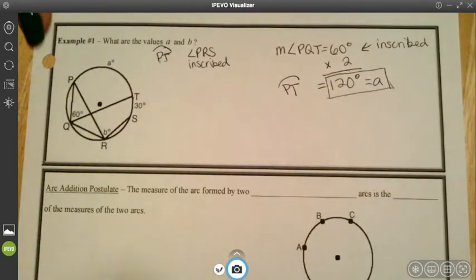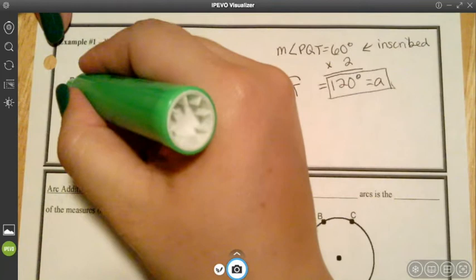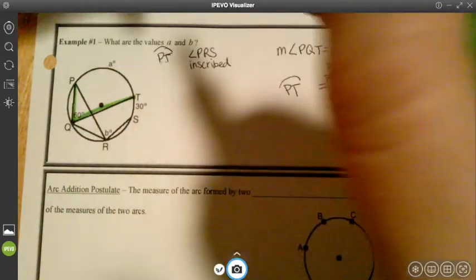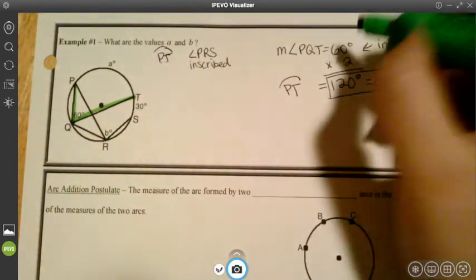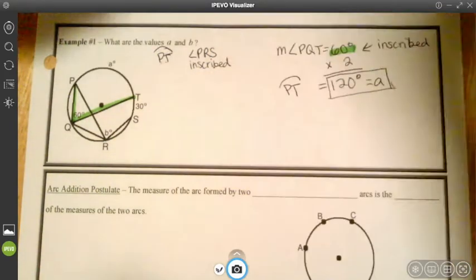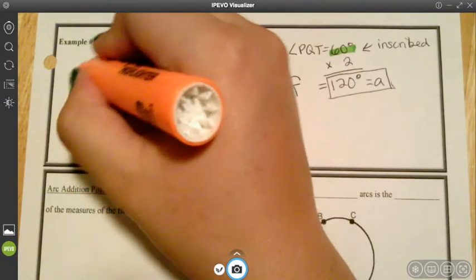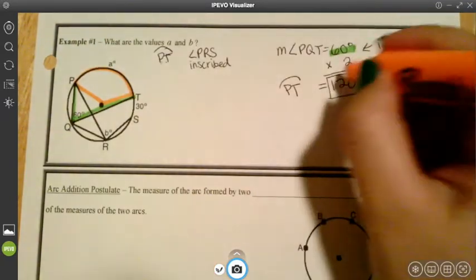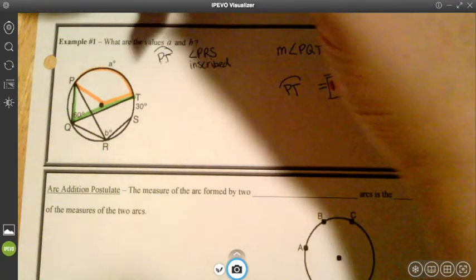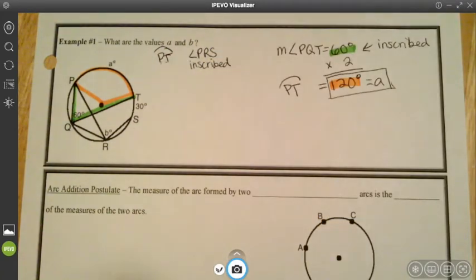So we used this green angle here in order to find green times 2 gave us orange, which would be equal to that orange central angle. It's very important to be able to distinguish the central angles from the inscribed angles.